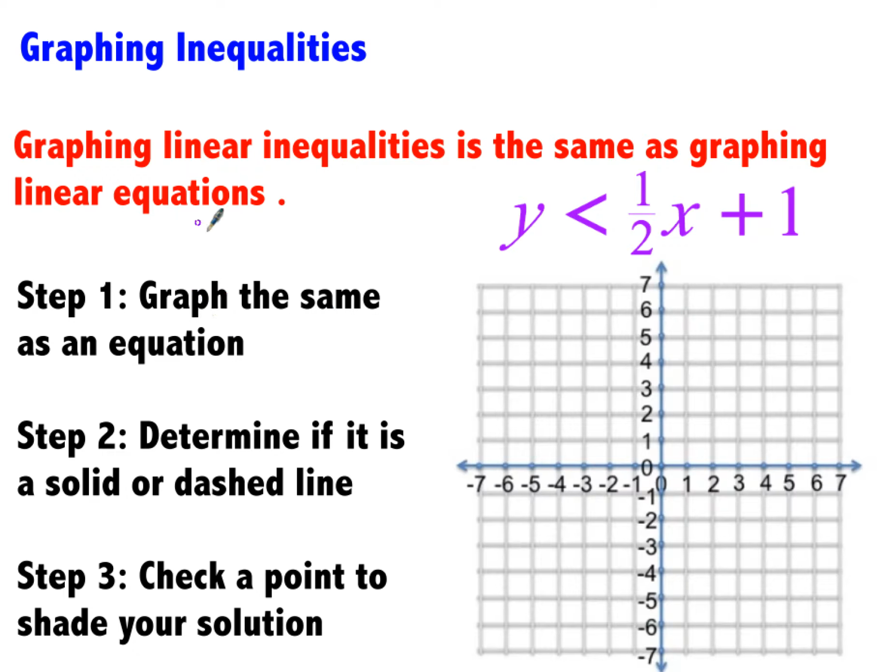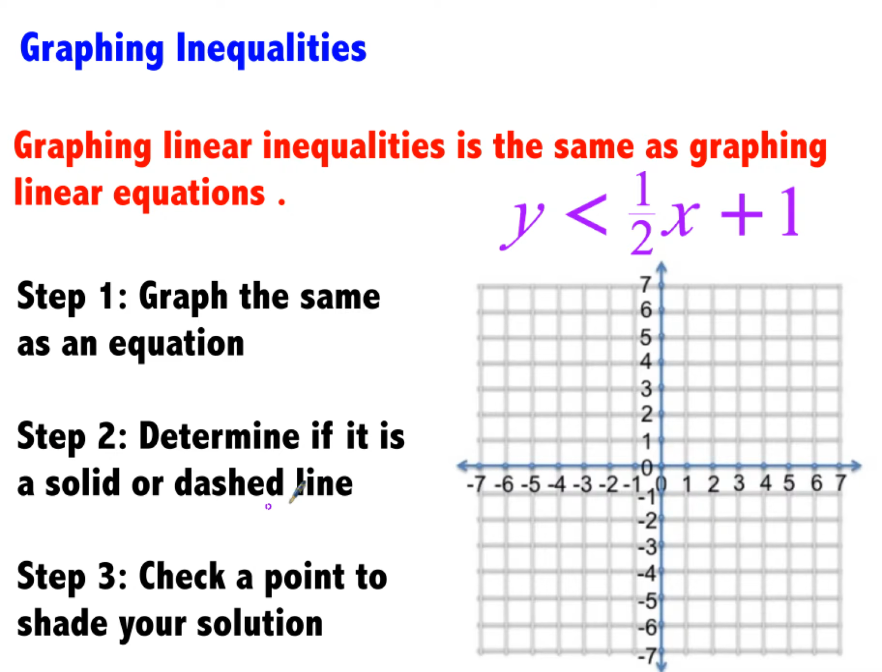Graphing linear inequalities is when, instead of having an equal sign, we have the inequality symbol. But it really is the same thing as graphing linear equations, except we have two extra steps. The first step is to graph the same as an equation. We still use our y-intercept, we still use the slope in the exact same way to graph a couple of points and then connect those points.